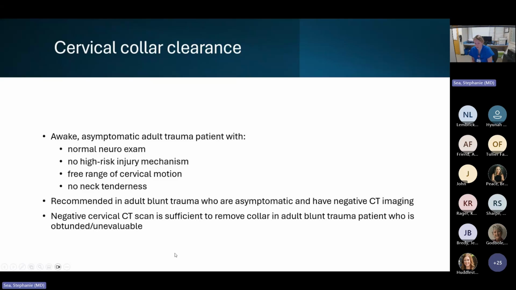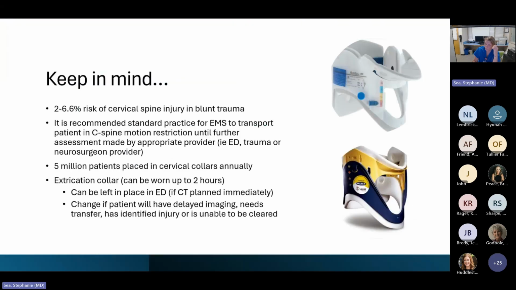What's also important here is that when we do get that CT scan and that negative CT scan, this is now saying we're sufficient to remove the collar in those patients who are obtunded and unevaluable. So they're saying CTs have gotten so good that we're confident enough that you can actually remove the collar. But just to keep in mind here, 2 to 6% still have cervical spine injury in blunt traumas. It's recommended practice for EMS to transport all patients in C-spine motion restriction, SMR, until further assessment is made by your appropriate providers.